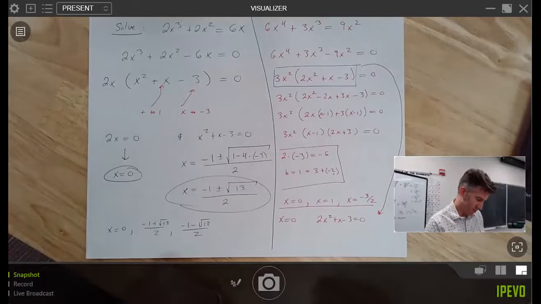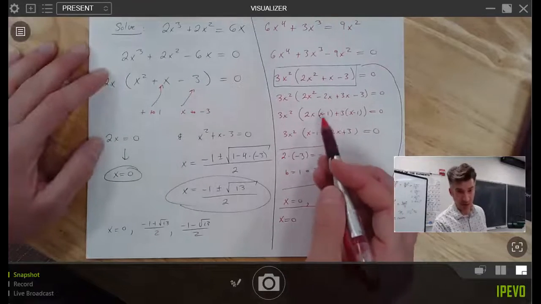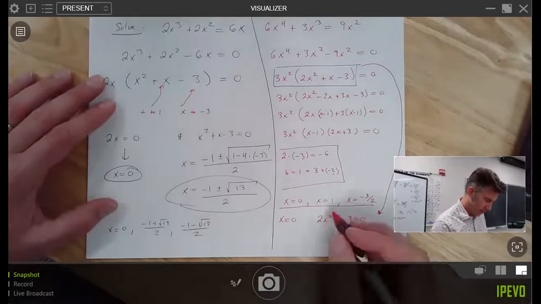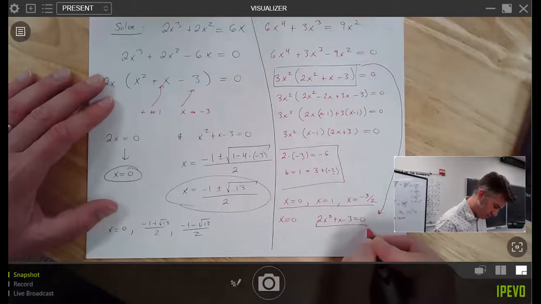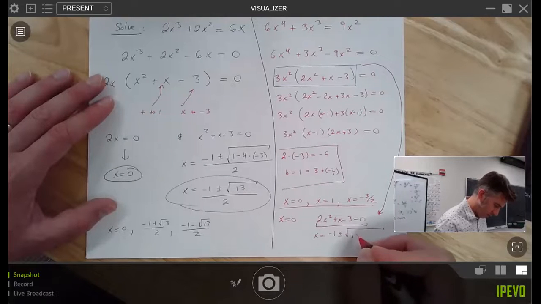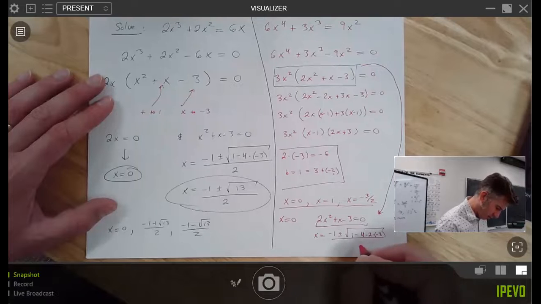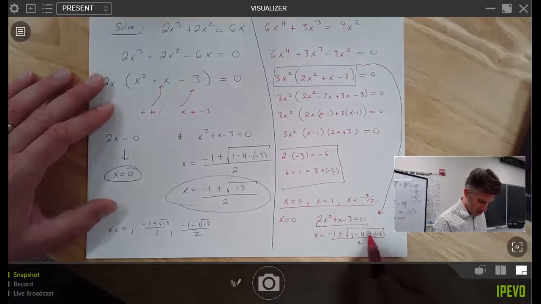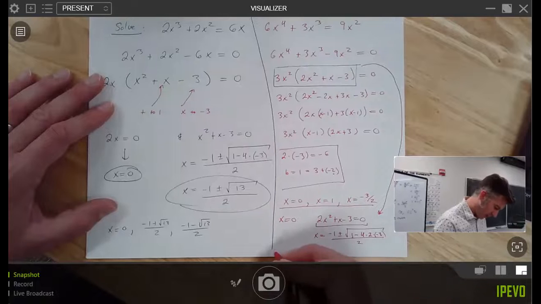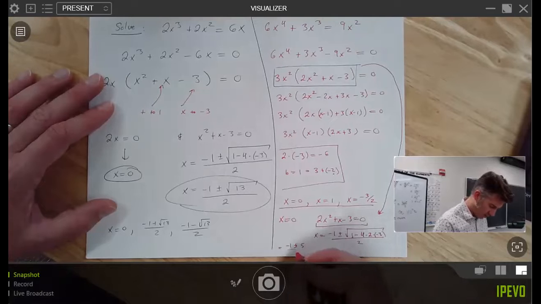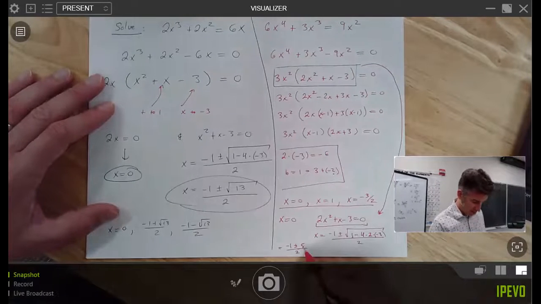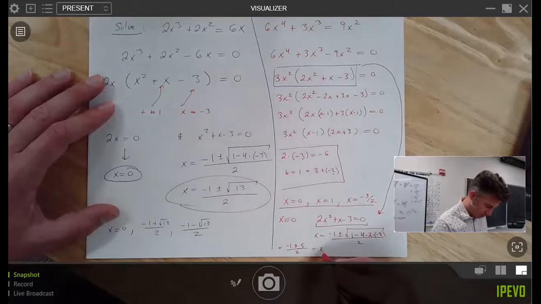The factoring we already did, right? You could totally just go through those steps again to get x minus 1 times 2x plus 3. Or you could do the quadratic. You'd say from this, x is going to equal negative 1 plus or minus the square root of 1 squared minus 4 times 2 times negative 3 all over 2. And that's 1 plus 24. So you end up with negative 1 plus or minus the square root of 25 all over 2. Negative 1 plus 5 is 4 over 2, which is 2.